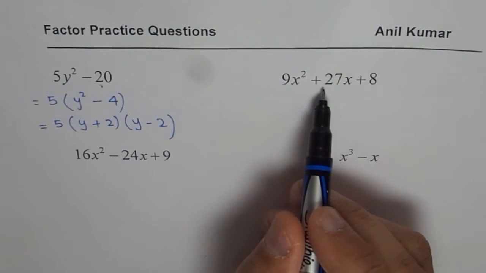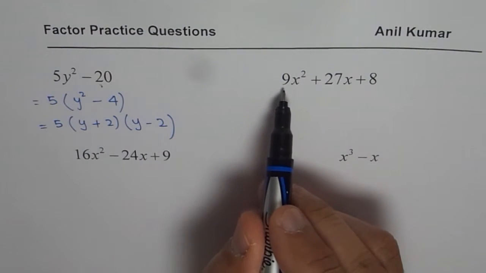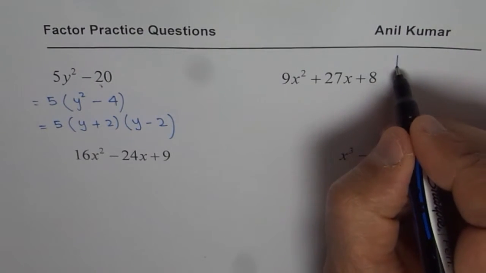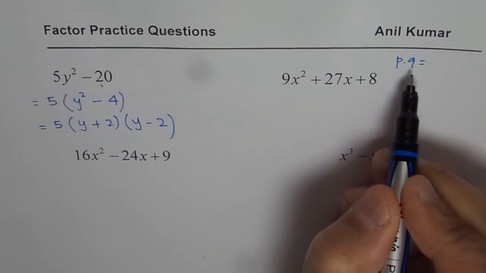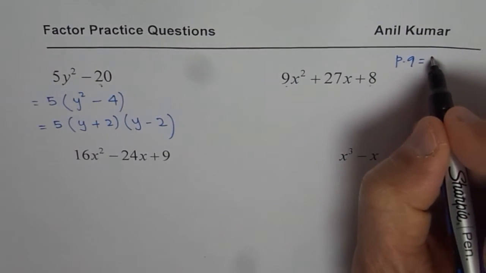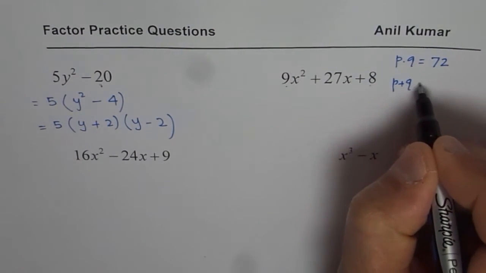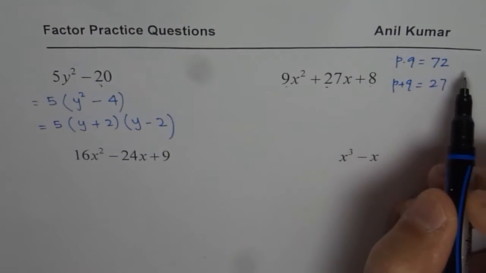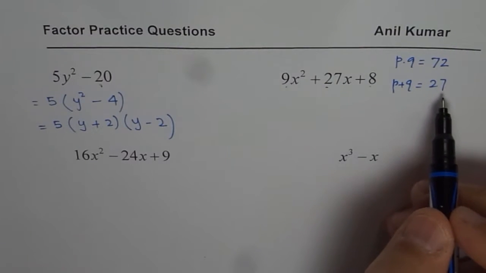9x squared plus 27x plus 8, that's a trinomial. Leading coefficient is 9. So let's use the strategy for product and sum. Product and sum, if you remember, let P and Q be two numbers whose product should be 9 times 8, which is 72. And sum should be how much? 27. Right. So we have to look for two numbers whose product is 72 and the sum is 27.